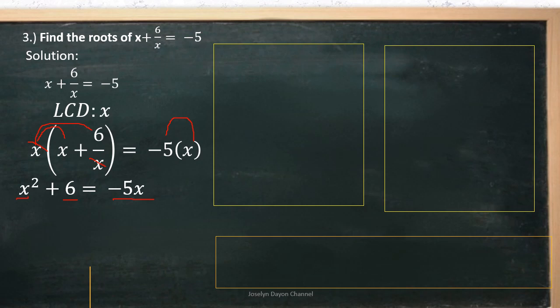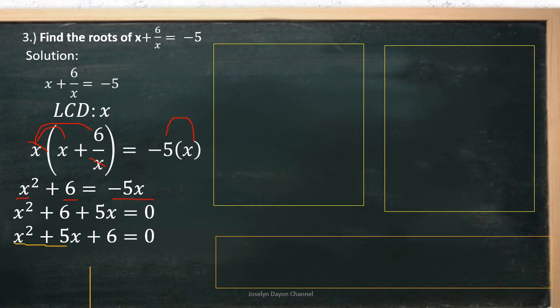Next, we have to transform this into the standard form. Negative 5x will be transposed to the left side, so that becomes 5x. If you have observed, we are not yet in standard form because the terms are not yet arranged. So we're going to arrange the terms. So we have x squared plus 5x plus 6 equals 0. This is now the standard form.